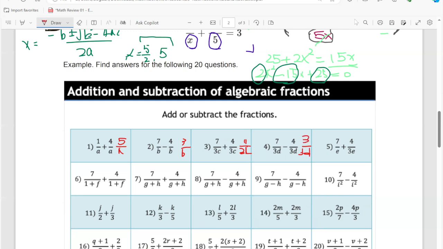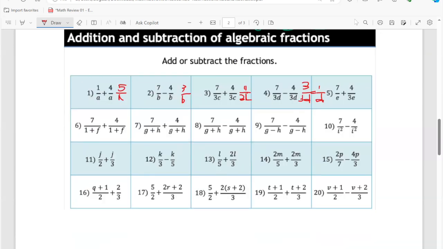I can cancel the 3, therefore 1 over d will be the final answer. Next one, number 5, the denominator is different, so I'll have to change the first fraction to be the same as 3e. I'm going to multiply the bottom, e times 3, to make it 3e. So I have to multiply the top by 3 also, plus 4 over 3e.